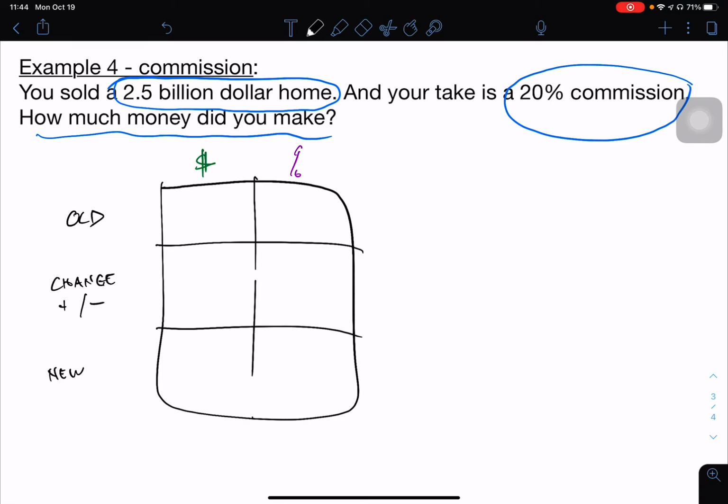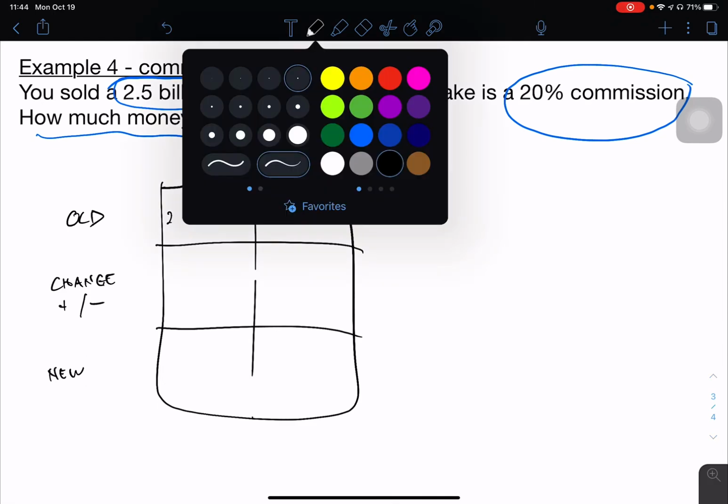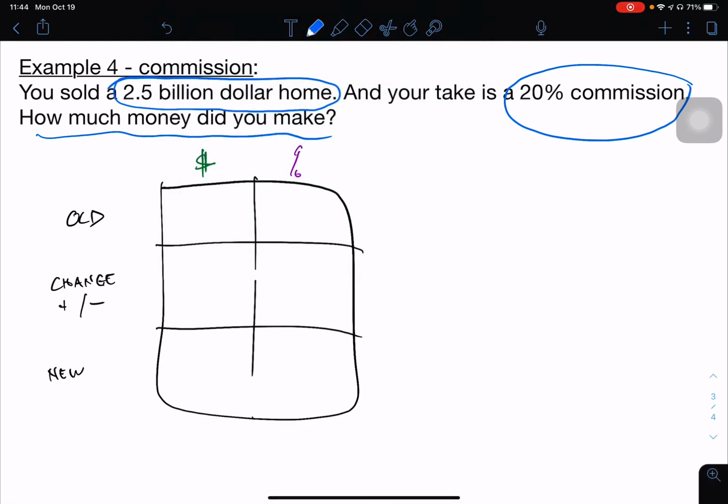So let's write down what we do know. $2.5 billion home. Let me use a different color here. So 2,500,000 is 2.5 million, and it's now 2.5 billion right there. And then the base cost is 100%.